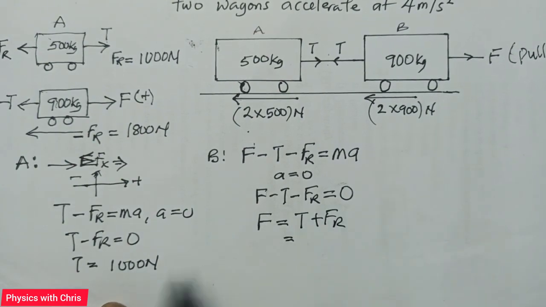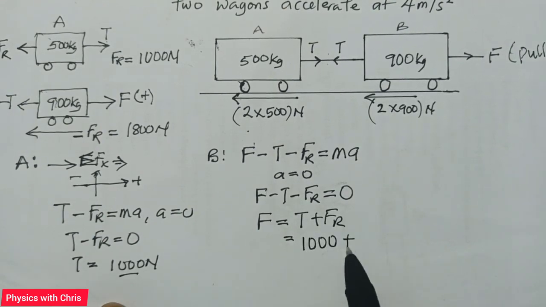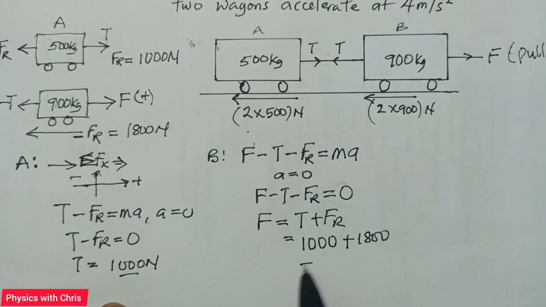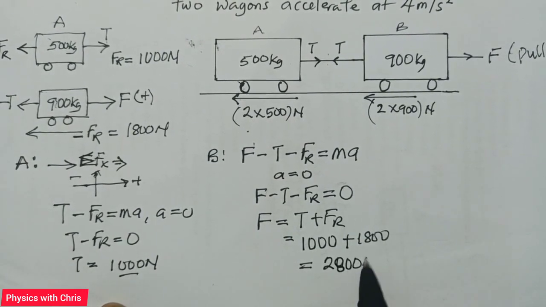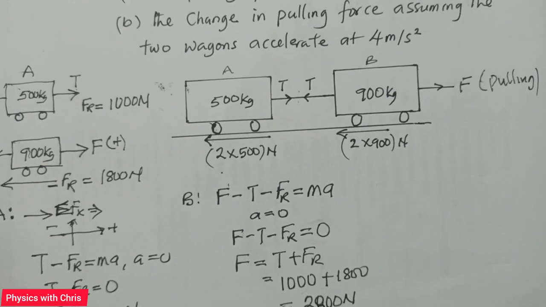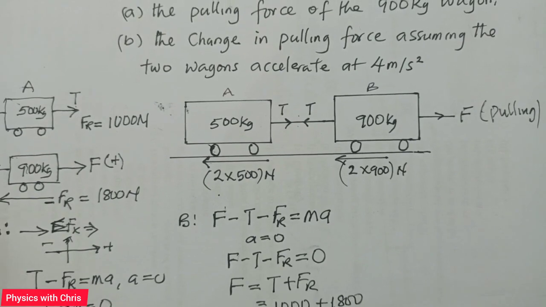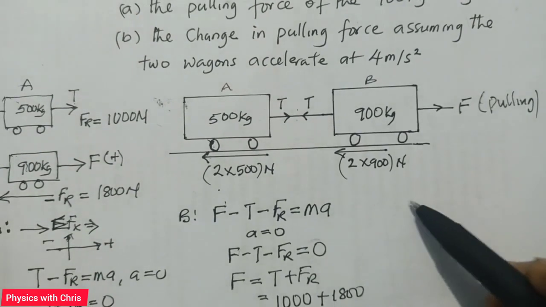I've already found my tension T here. It's the same tension, 1000 plus 1800. That gives me a total force of 2800 Newton. Okay? Alright, so that is the pulling force that is coming from the 900 kilogram wagon. Okay, the second question, the change in the pulling force, assume the two wagons now accelerate. That's the B part.